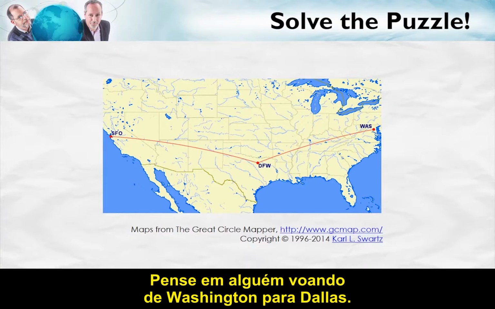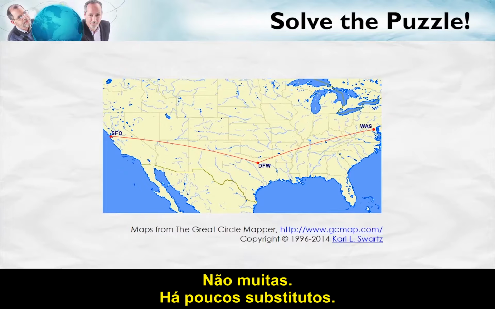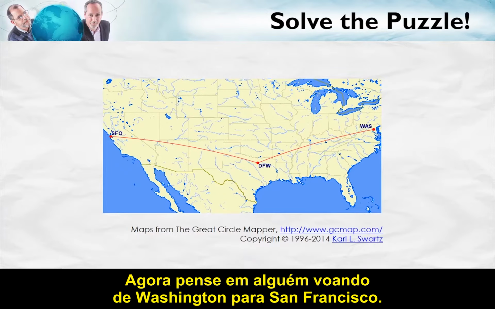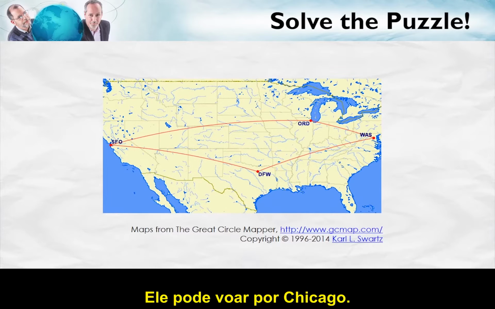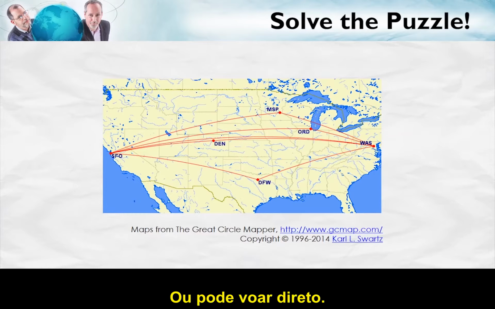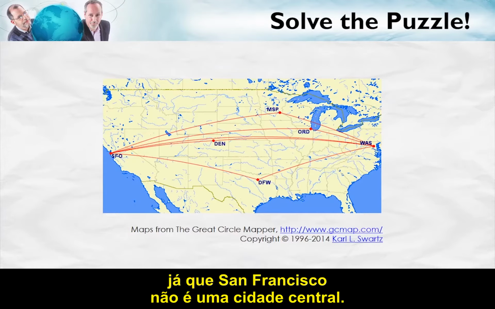Think about someone flying from Washington to Dallas. What options do they have? Not many. There are few substitutes. And few substitutes means inelastic demand. Now think about someone flying from Washington to San Francisco. What options do they have? Well, they have lots. They could fly through Chicago, or they could fly through Denver or Minneapolis, St. Paul, or they could fly direct. There are many more good options of flying from Washington to San Francisco, since San Francisco isn't a hub city.